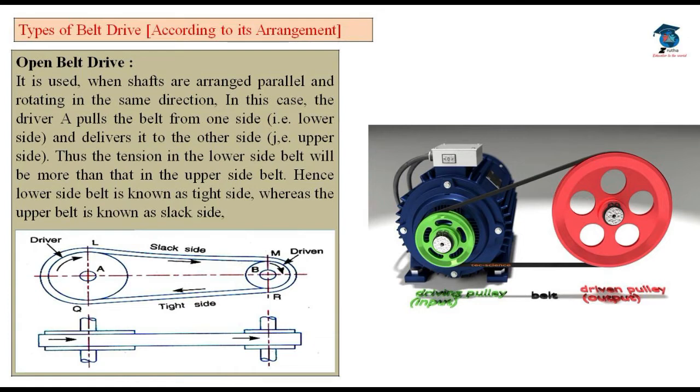In the diagram shown, both the motor and driven pulley shafts are parallel to each other. If the shafts are not aligned parallelly, this belt cannot be used. The belt runs between the pulleys as shown in the figure.